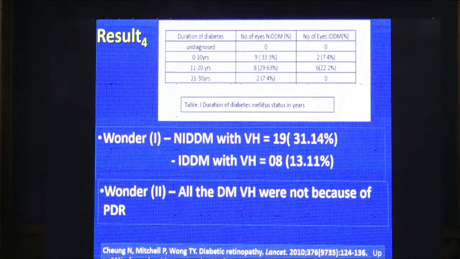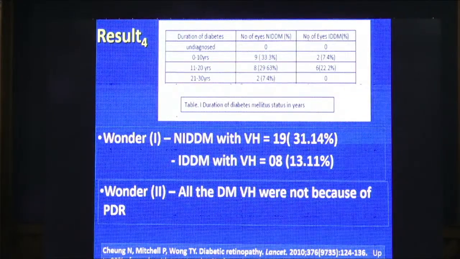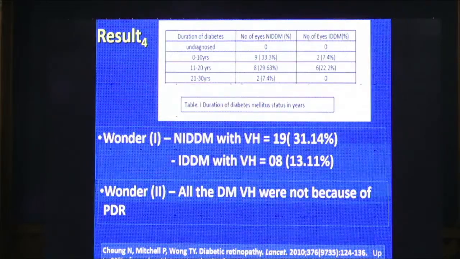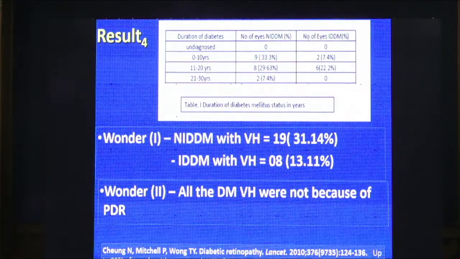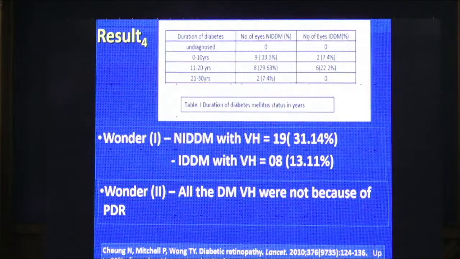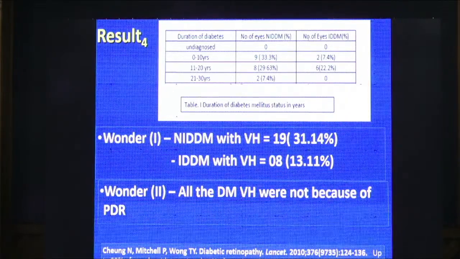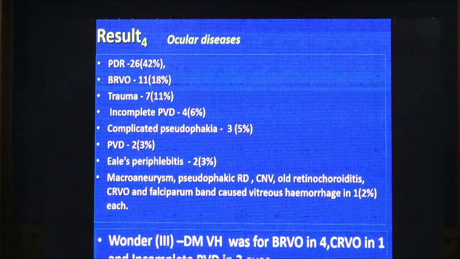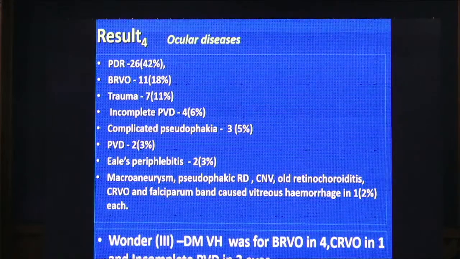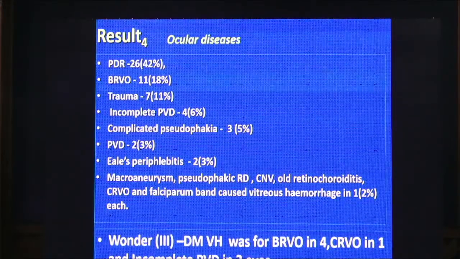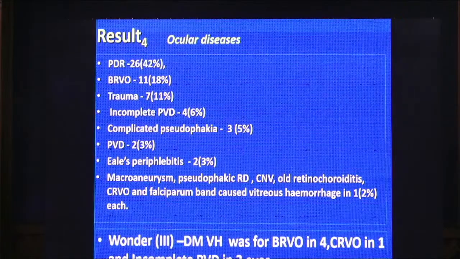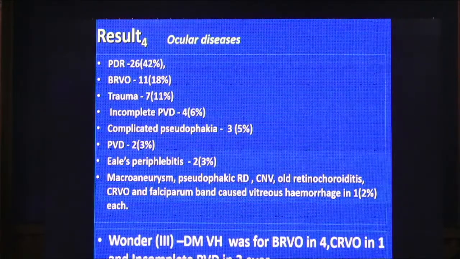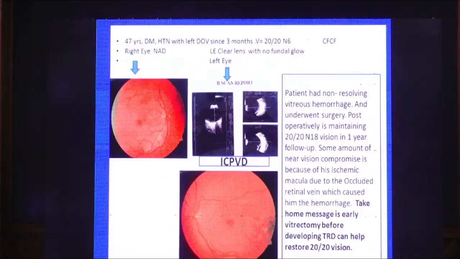Now, there are some secondary outcomes which I had seen. First, NIDDM with vitreous hemorrhage was more, that is 31.14%, and IDDM with vitreous hemorrhage was less. Second, not all the diabetes mellitus vitreous hemorrhage was because of PDR. And third, diabetes mellitus vitreous hemorrhage was due to BRVO in 4, CRVO in 1, and incomplete PVD in 2 eyes. And most of the cases of vitreous hemorrhage were PDR, that is 42% in my series.